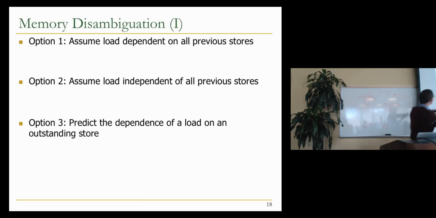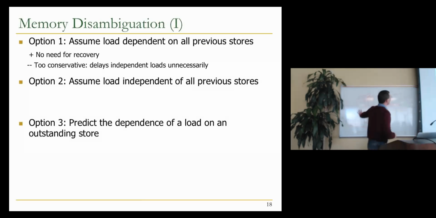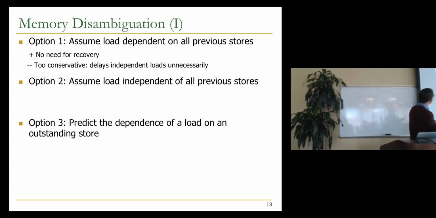Okay, let's look at this conceptually now, now that you hopefully appreciate the complexity of this. If you assume the load is dependent on all previous stores, there's no need for recovery. This is great. The problem is it's too conservative. This delays an independent load unnecessarily. And as you've observed, most loads are actually independent of previous stores. That's a good assumption.